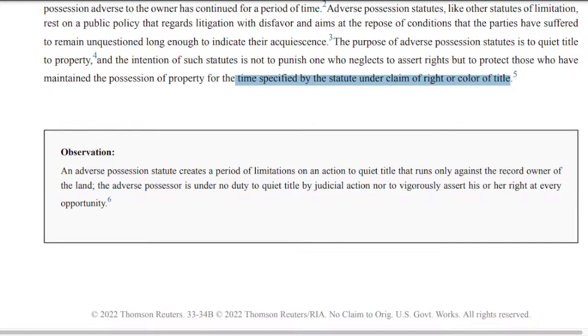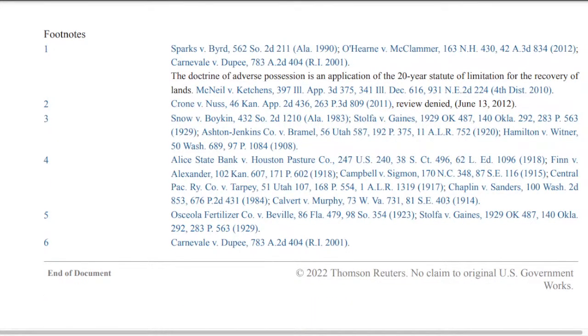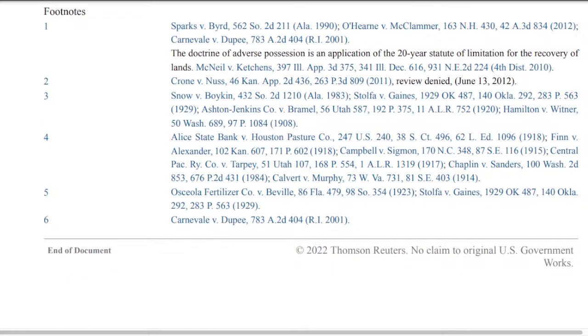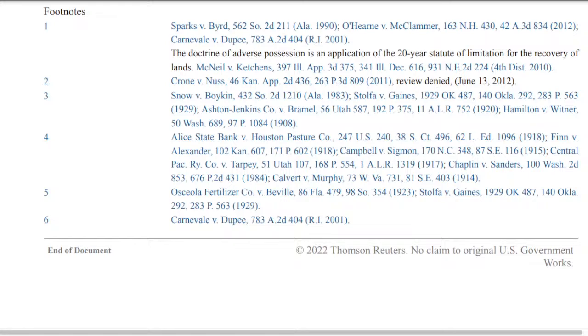So, that being said, this is a really nice thing to look at here. This is footnote 6, and that's Carnival versus Dupuy, in Rhode Island, 2001. And then we have a whole bunch more here. So adverse possession of abandoned land is maintenance versus actual ownership by legal or equity title. I think strictly legal title, because you're actually establishing a bit of an equity title by living on the land. I think that's what it's kind of leading at, but we're going to find out as we go along. But good observation here. It is essentially the maintenance of the land versus just holding legal title inactively.